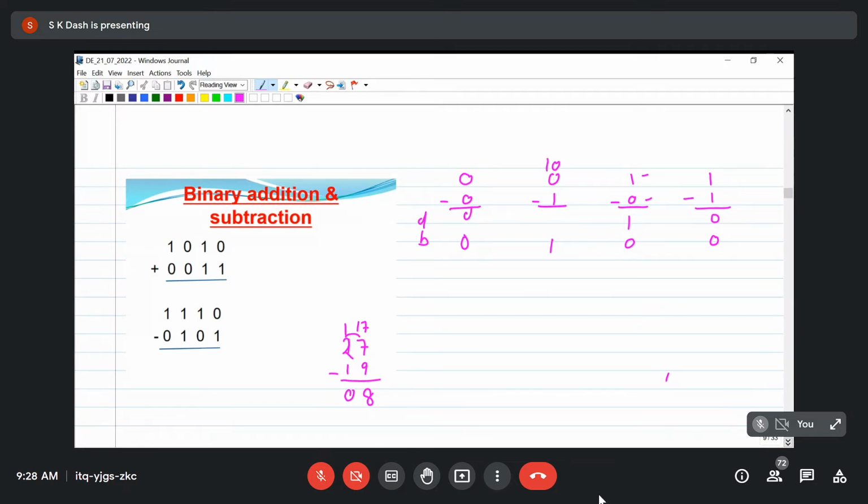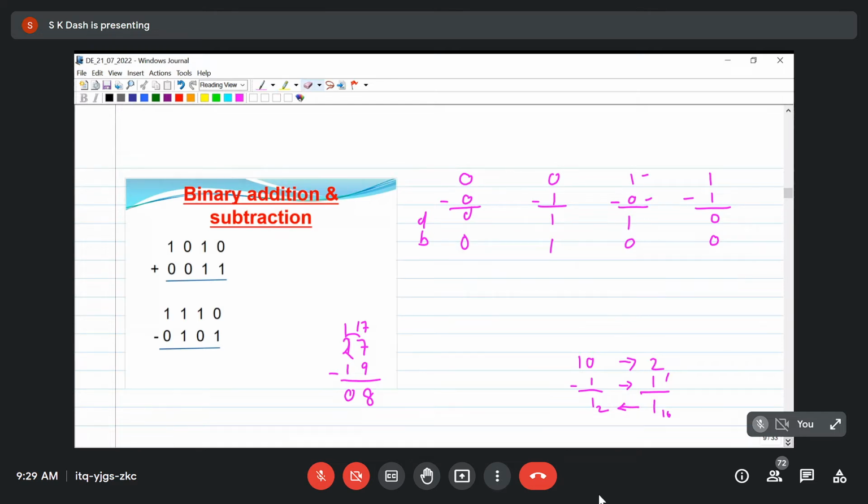So now what happens? This becomes 1 0 minus 1. So next we should know what is 1 0 minus 1. What is the decimal equivalent of 1 0? 2. Decimal equivalent of 1? 1. 2 minus 1 should be 1 only. So this is 1 in decimal, so it should be the same as binary also. So 0 minus 1 gives difference 1, borrow 1. Both are 1 1.